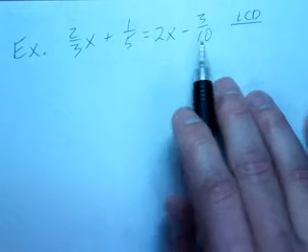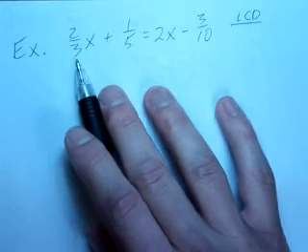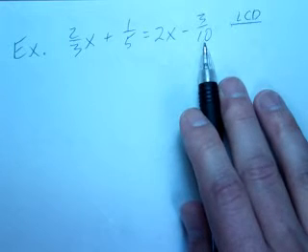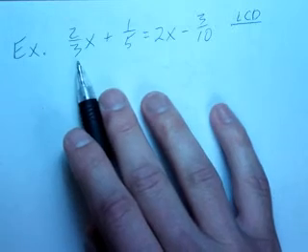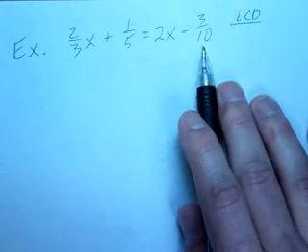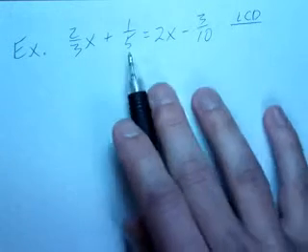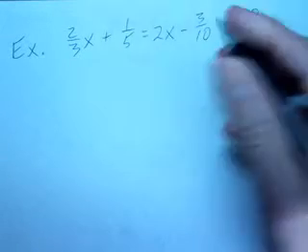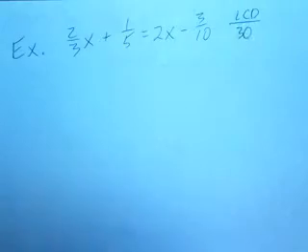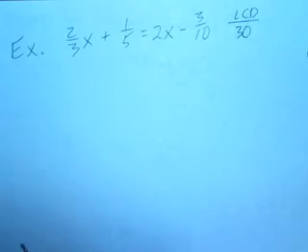Well, 10 can be divided by 5, but not 3. What's the next multiple of 10? That would be 20. 20 can be divided by 5, but not 3. So what's the next multiple of 10? 30. 30 can be divided by 5, and 30 can be divided by 3. So 30 is the lowest common denominator, or some people call it the least common multiple.